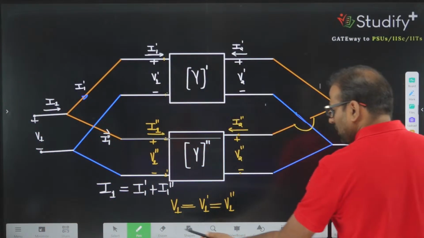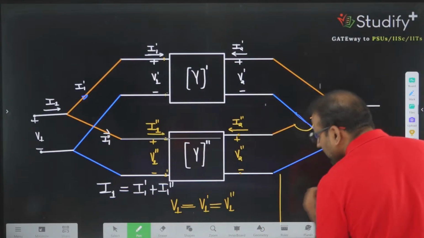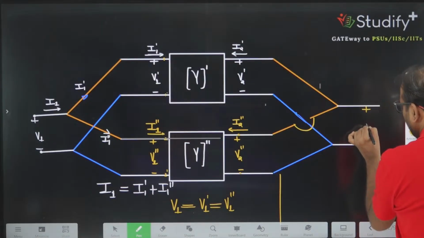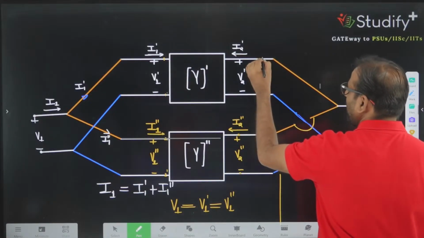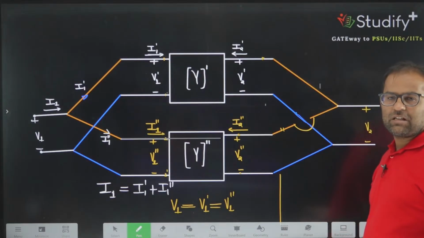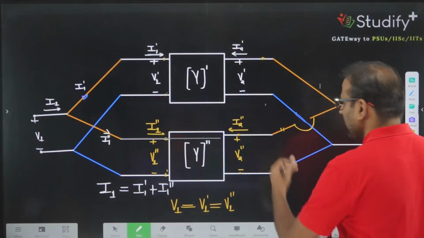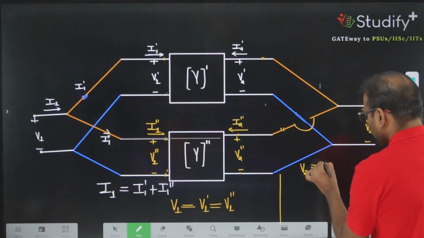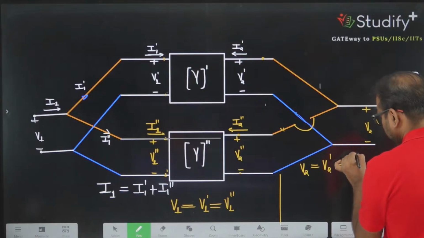Let's talk about port number 2. What are the two equations for port number 2? So the equations for port number 2 are given by, if I write this potential as V2, can I say this potential is connected to this point, this is also V2 and this is also V2, and the bottom terminal, if I consider this as a reference, the reference is same for the first two-port and the second two-port. So you can say the first equation is V2 is equivalent to V2 prime and V2 double prime.